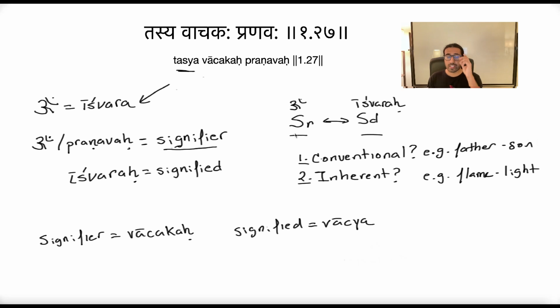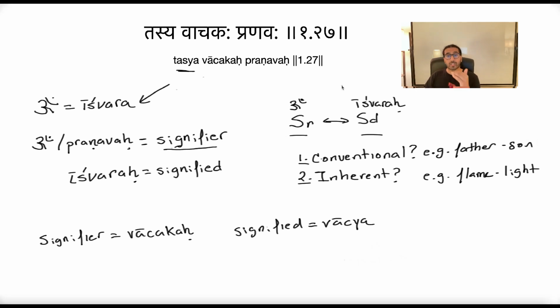And so in this case, they're asking, is the relationship between Om and Ishvara conventional? And they're saying, no, it's not conventional. It's actually inherent. Inherent, like a flame and light. What does this mean? What does inherent mean? Inherent means when there's a quality that is residing in something, in a substance, it's inside it. So like a flame and light.